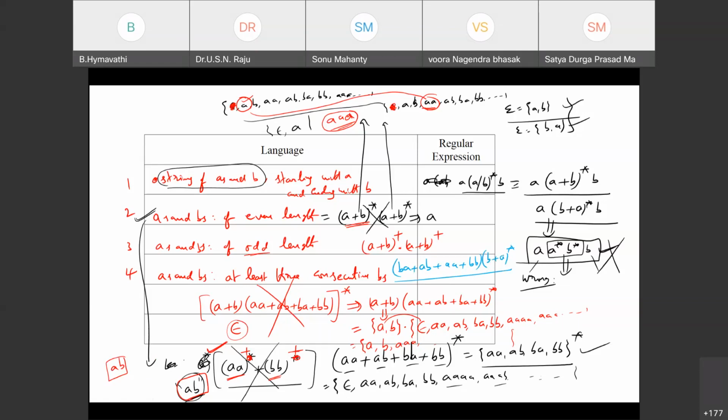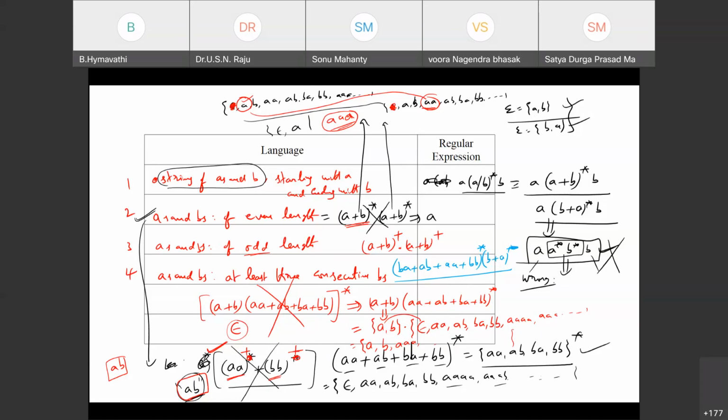Wrong, sir. Why? Because concatenation also accepts the commutative laws. Okay, sorry, I have written the star here. Yes, sir, it's correct. Even though it is not correct. Why? Because the minimum length string is either BA, AB, AA, or BB, sir.